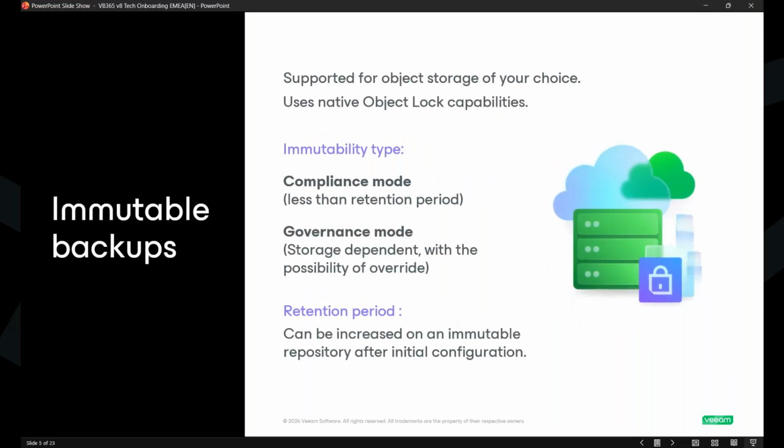Immutable backups is something quite important. First and foremost, they will be used only when we are discussing object storages. So that's their main capability, let's say, for immutability to be present inside my backup infrastructure. In most cases, customers are just fine with keeping the data locally without any kind of immutability. Of course, our classic recommendation is whenever we can go for immutability, we should definitely do that. For the immutability types, we have two of them, compliance mode and governance mode. And of course, the retention period can be increased on an immutable repository after the initial configuration.